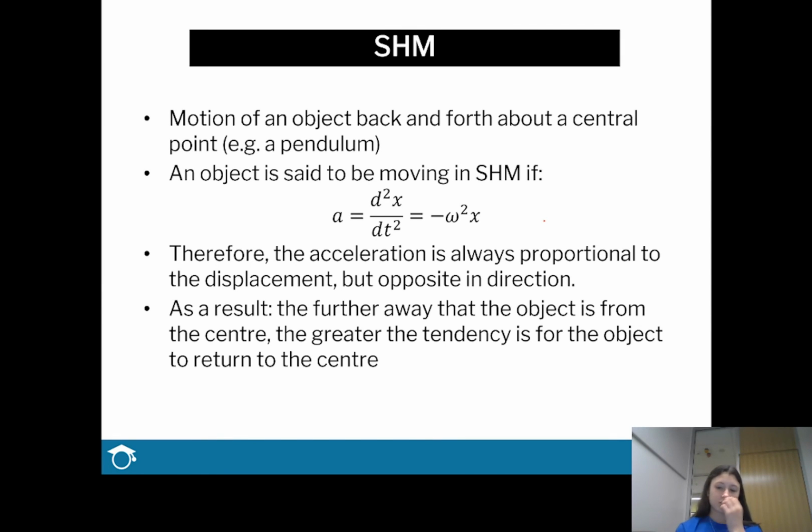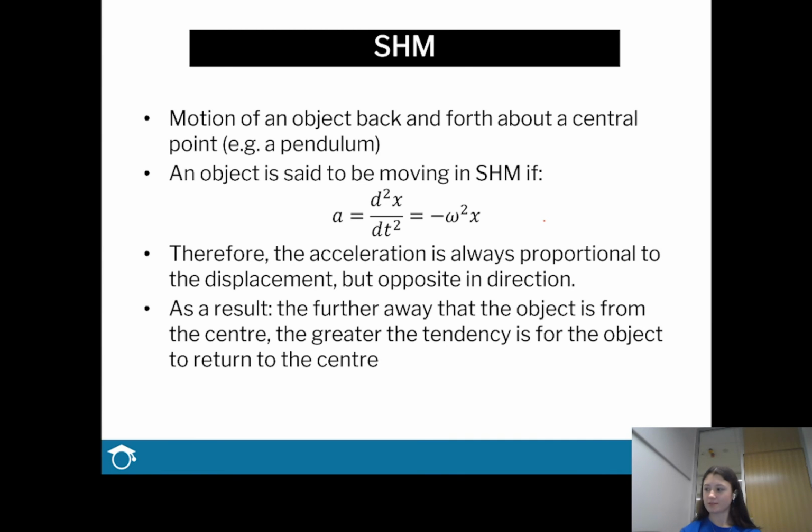The acceleration is always proportional to the displacement, but it's opposite in direction. These kinds of things are useful to remember, just as little tricks for your questions. And as a result, the further away that the object is from the center, the greater the tendency is for the object to return to the center.